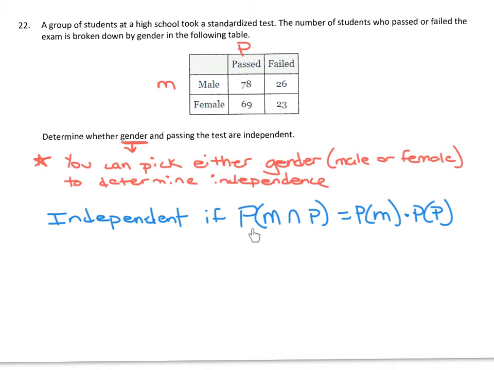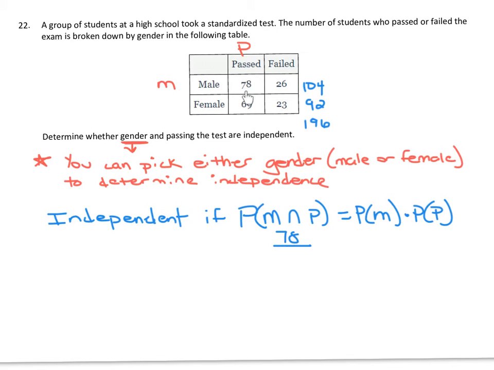All right, so let's look at our table. So if we want the probability of being a male and passing the test, well, this right here, there's 78 males who passed the test. So that would be 78 out of. Now, what's a good idea here is I should have from the beginning added up all of these columns and rows just to total everything out. So let me do that. 78 plus 26 is 104. 69 plus 23 is 92. So if we add those together, that gives you what? 196 total.